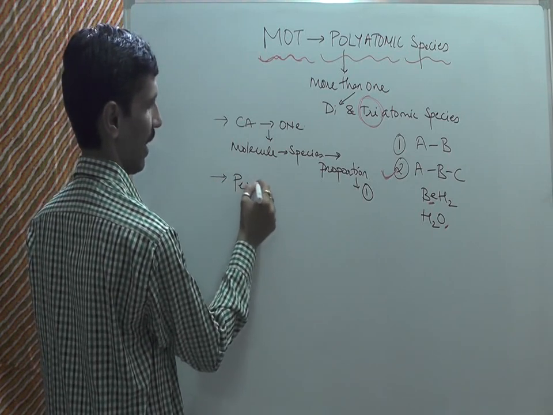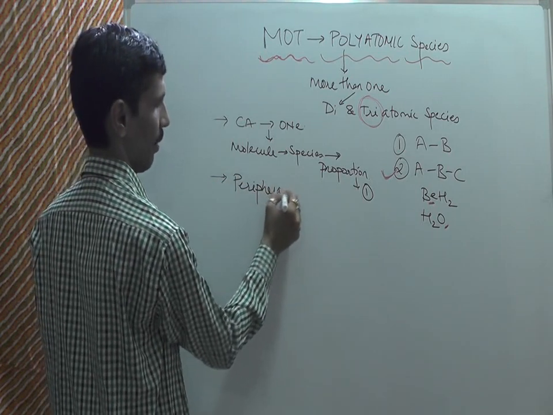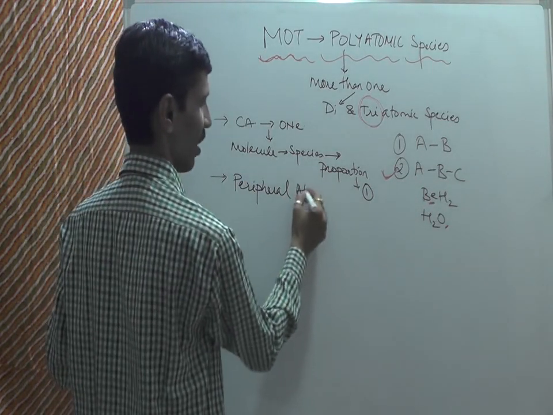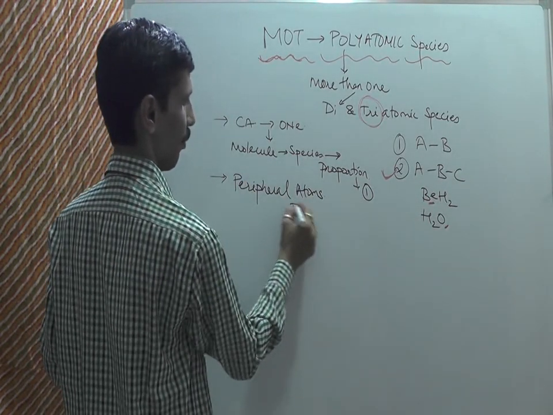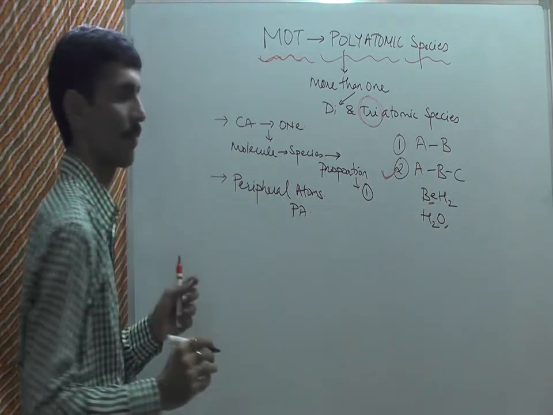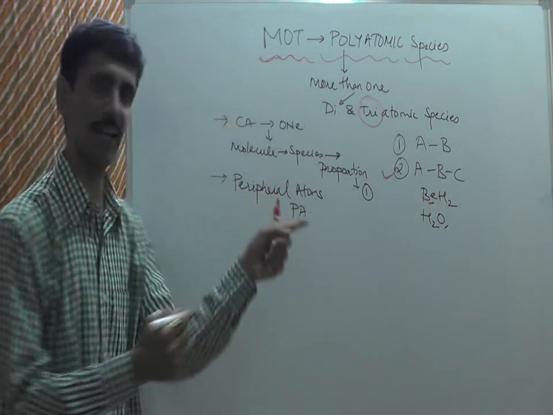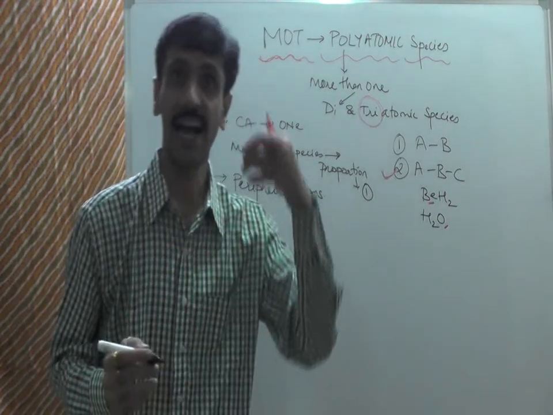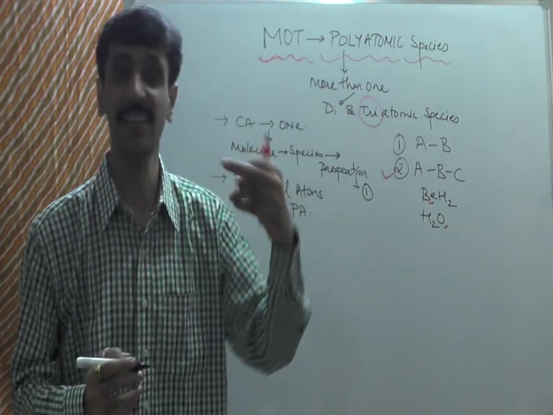P-E-R-I-P-H-E-R-A-L, for those who want the spelling. So it is peripheral atoms, or in simple language we say PA. This is CA, this is PA. So peripheral atoms are the atoms which are going to be surrounding the central atom.